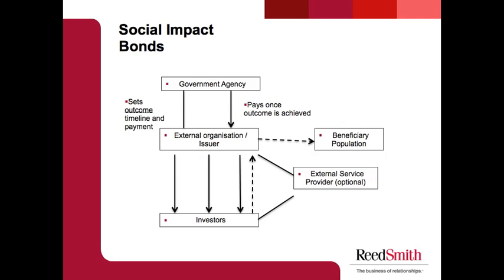There's one set of documentation which sets out the outcome, the timeline, and the payment. Your main participants are your government agencies, the intermediaries, and the investors, who then transfer the money to the beneficiary population. There's also another key player in this diagram, which is not reflected here, which is an independent assessor.